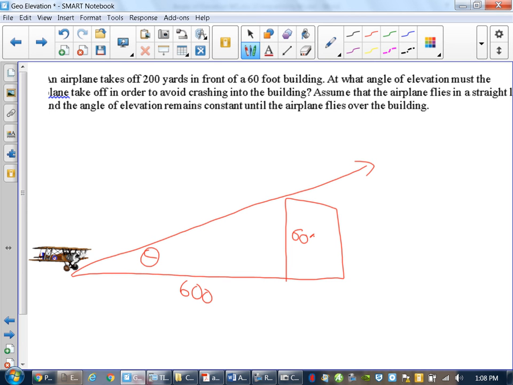So what trig function am I going to use to figure out what theta is? Very good. Tangent. The tangent of theta is 60 over 600.